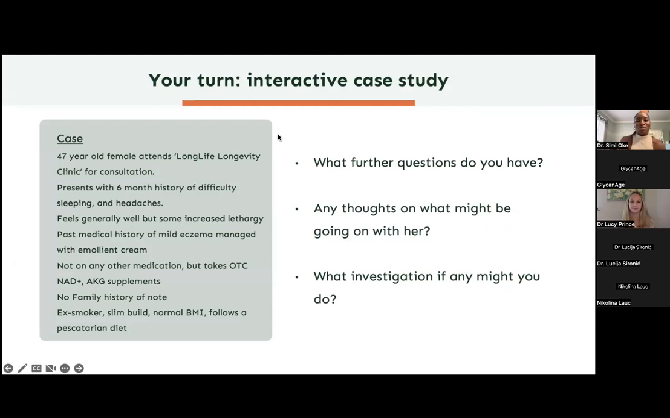There we go. Okay. So I'm just going to run through this interactive case, and it would be great if everyone could engage a little bit. If you look at the chat, you can write in the chat what your thoughts are in terms of what you might want to do in this kind of patient.